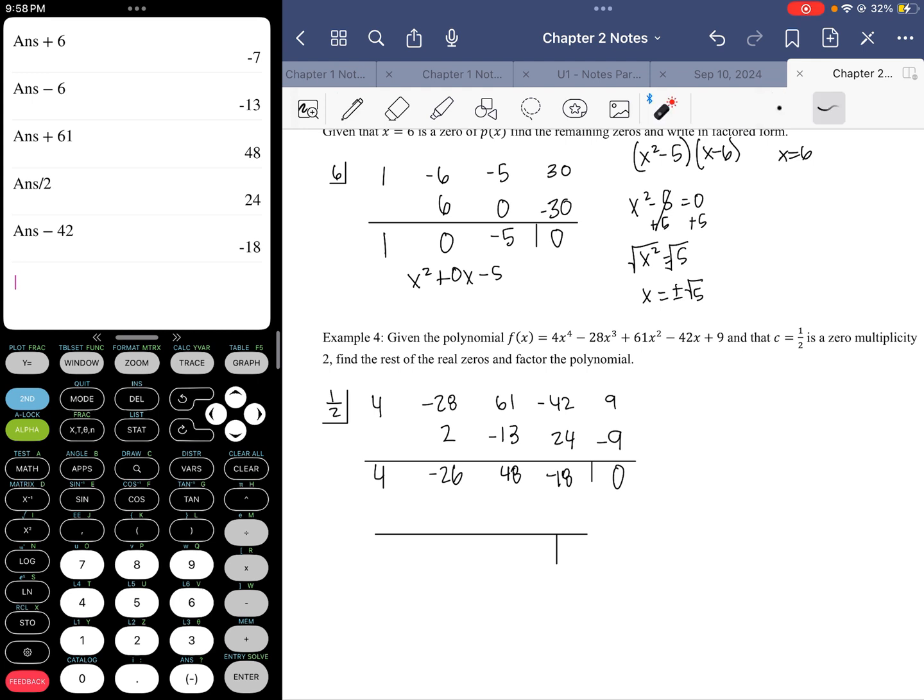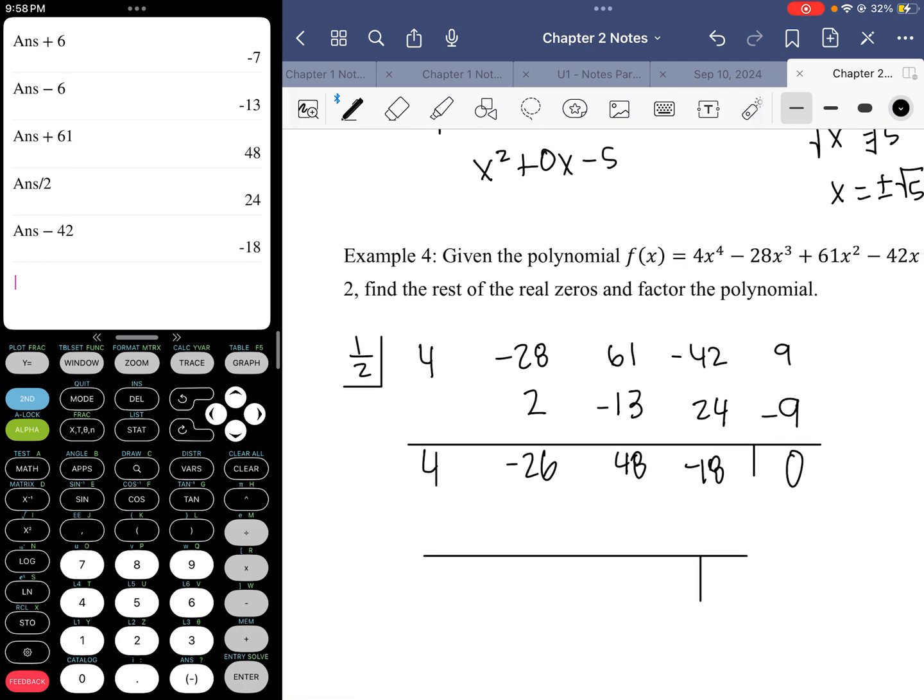If this doesn't come out 0, we did something wrong, because it told us it's a 0. It should come out 0. But it also told us multiplicity of 2, so we're going to do it again. So drop our 4, divide by 2, add down. Divide by 2, add down. Divide by 2, add down. Again, if that doesn't come out as 0, we did something wrong because it told us that it was a 0.